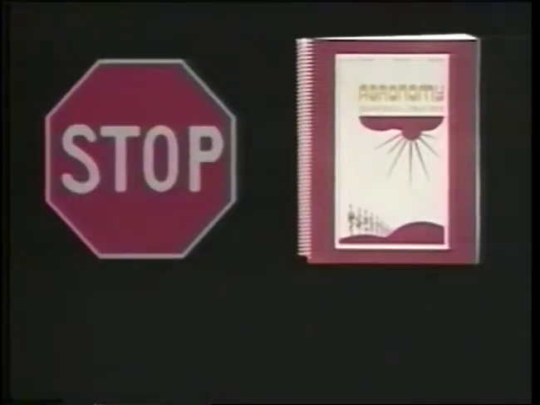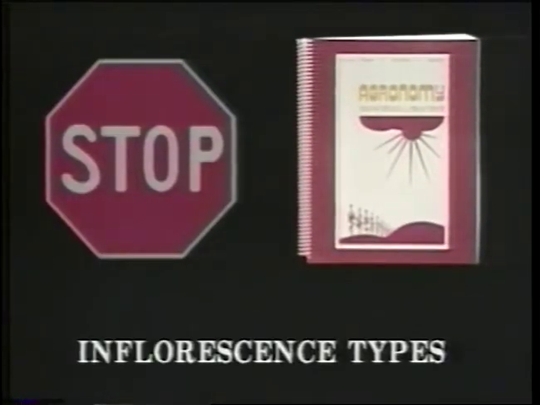The next section for study is inflorescence types. Note that we are only going to discuss 4 basic types of inflorescences commonly found in agricultural crops. You should now stop the VCR, study this section in your text, and then return to the VCR for further tutoring.